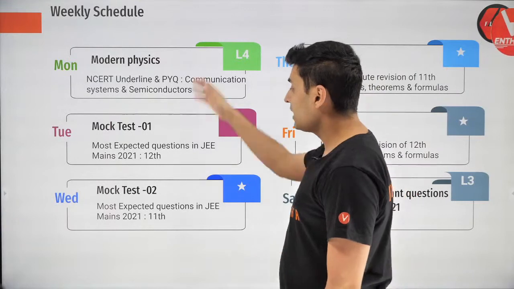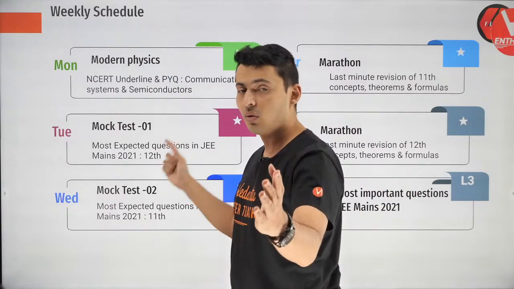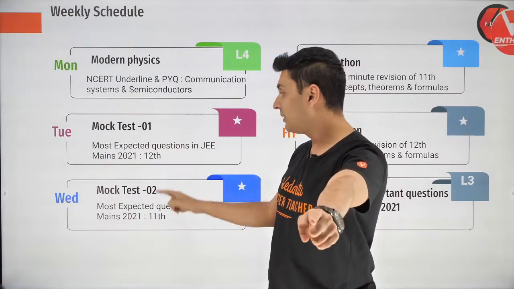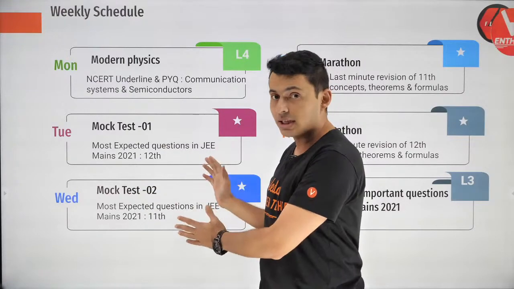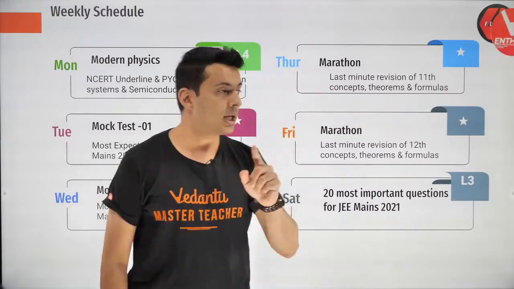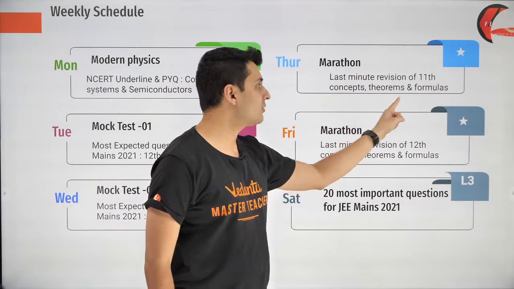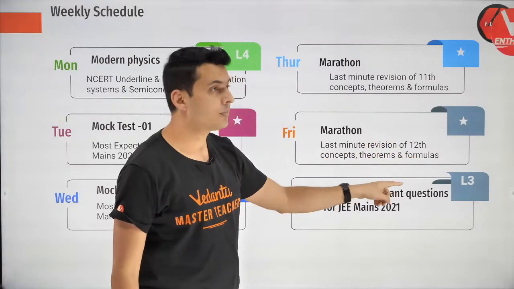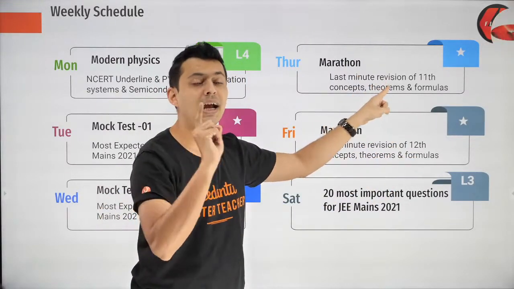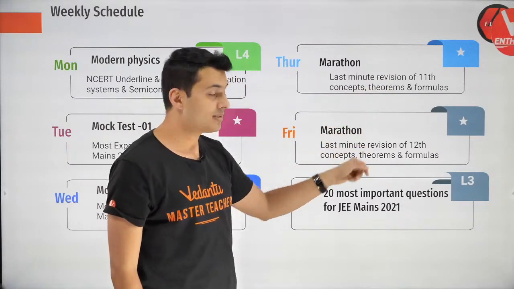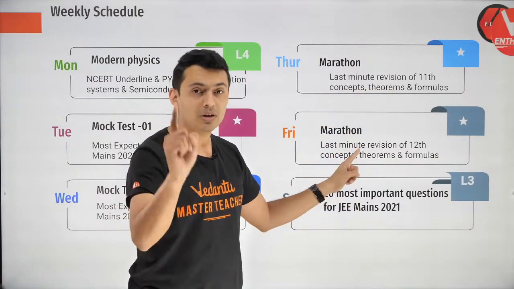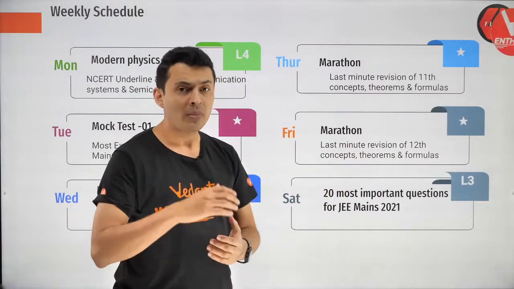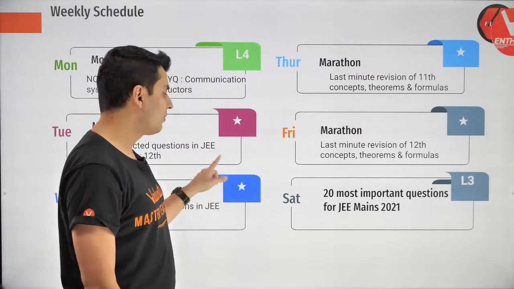In case you have missed any of these sessions, you can watch all of them in the playlist. The most important problems of 11th and 12th standard were conducted on Tuesday and Wednesday. Do check them out in the playlist. Also, today we are revising all the important definitions, formulas, and concepts of 11th standard. Tomorrow, a very similar session for 12th standard. This session is mandatory for both 11th and 12th students and also droppers, obviously. And this session is mandatory for the droppers and the 12th students, the 12th standard portion. On Saturday, 20 most important questions or a mock test is going to come up. So stay tuned for Saturday as well.